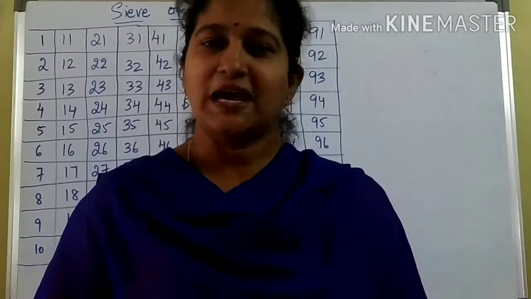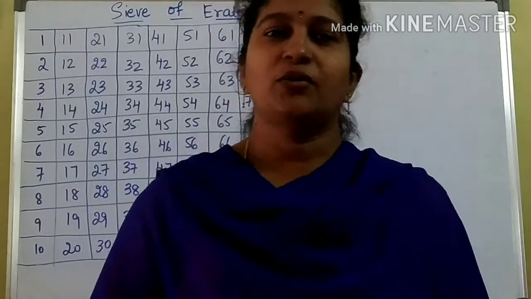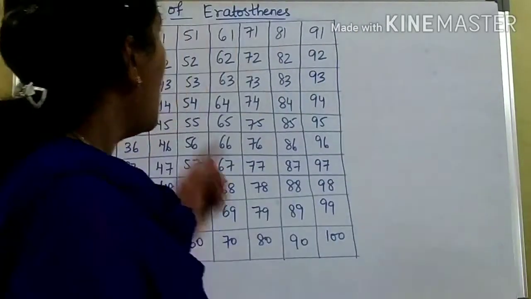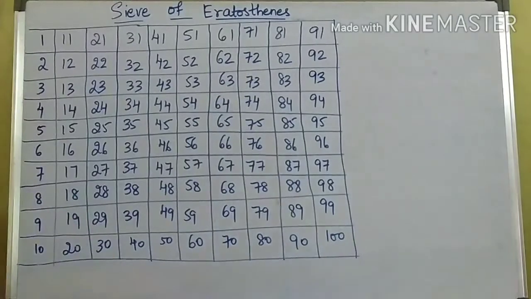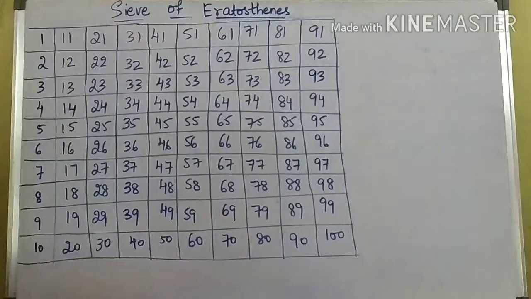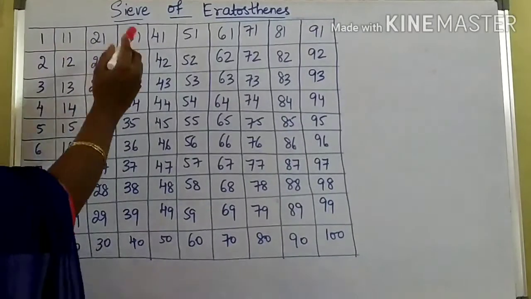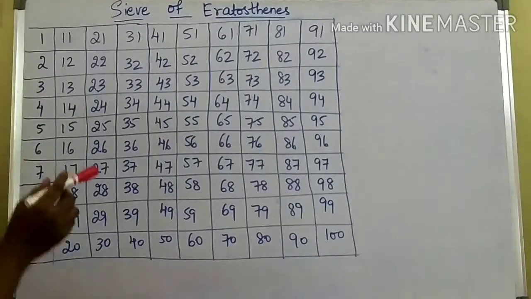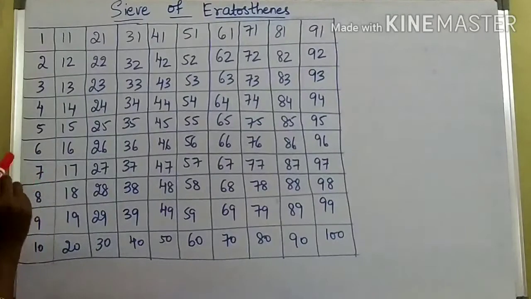Hello students, I am Prasanna. In this video, I am going to explain the sieve of Eratosthenes method to find the prime numbers between 1 and 100. In mathematics, the sieve of Eratosthenes is an ancient algorithm for finding all prime numbers up to any given limit.